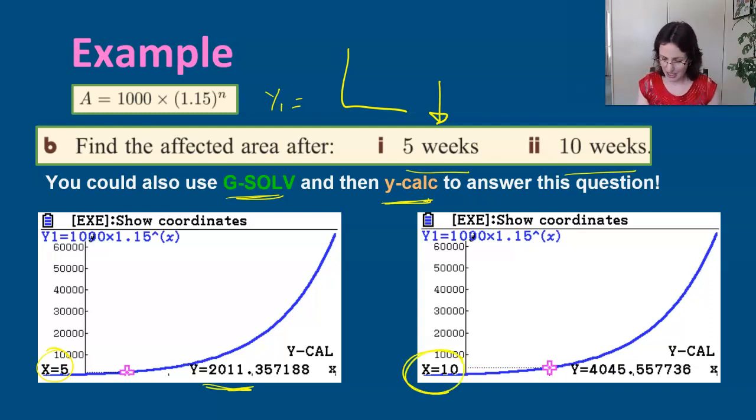And then the second one here, again, y calc in the G solve menu for 10. And here's our number 4045. But as we noticed that would round to 4046. For numbers this large, it's fine to not include decimals. Think about that too. This is grasshoppers. This is approximately how many whole grasshoppers. We're not having half a grasshopper. So let's round correctly, rounding up or down.